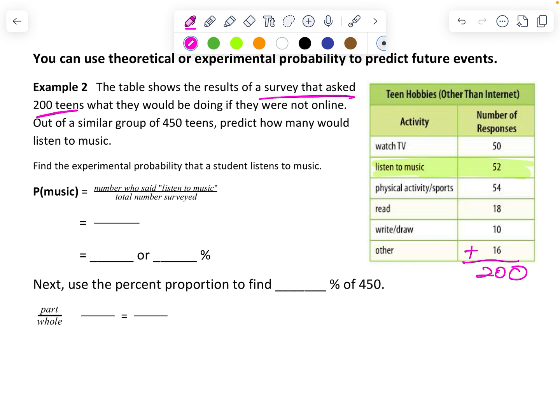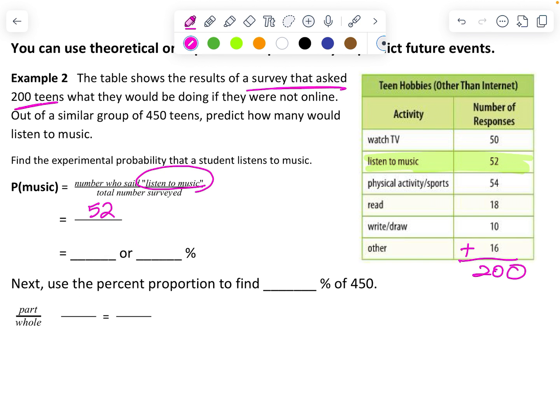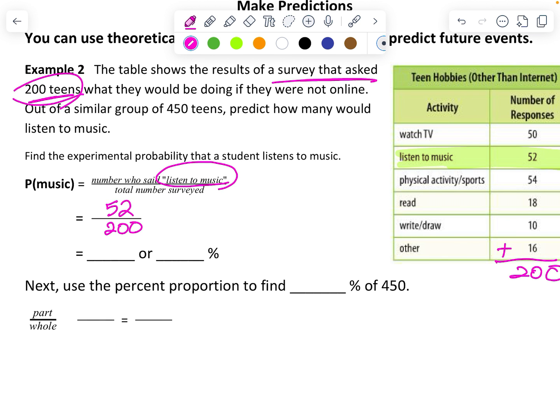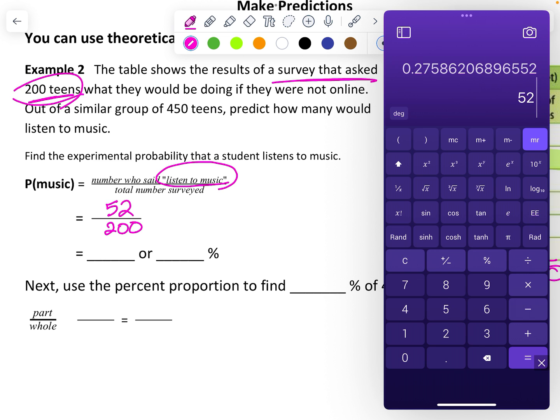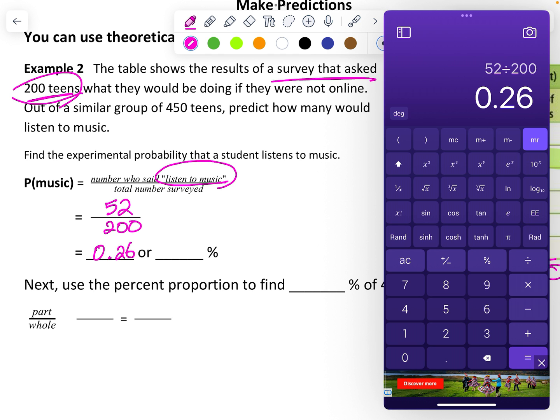Now the number of people who said listen to music will be the favorable outcome. That's 52 out of the total. We don't have to add them all up because they already told you it's 200 teens. We can simplify this, or let's just use a calculator. 52 divided by 200 comes out to 0.26, or 26%.